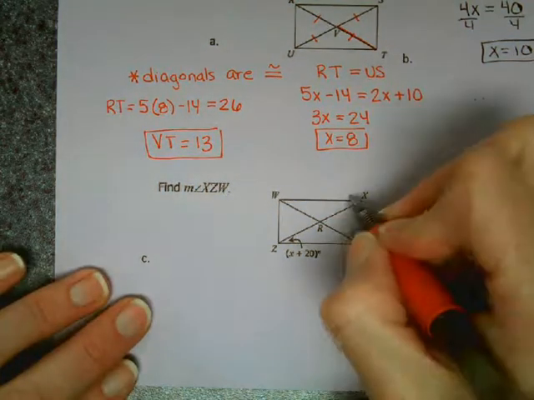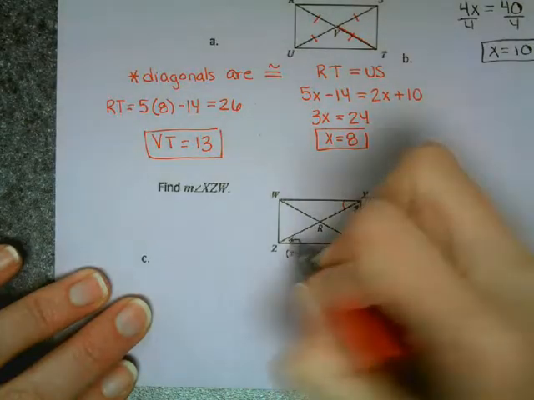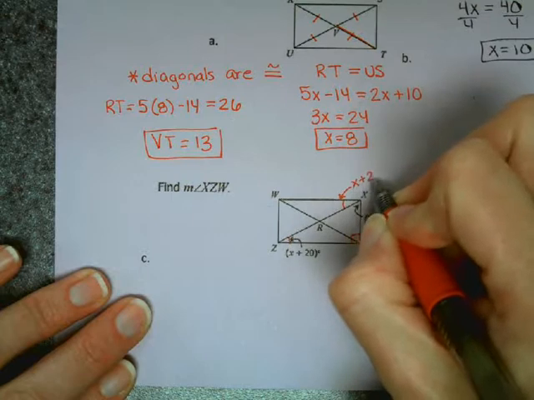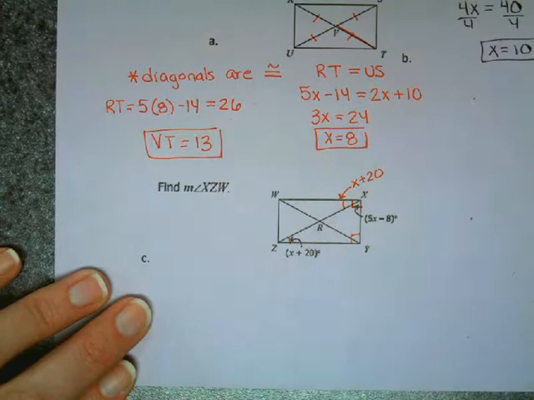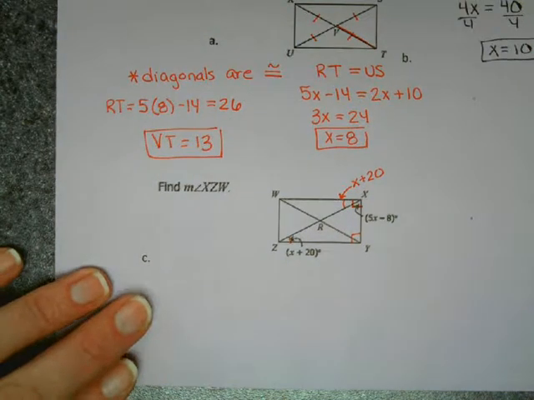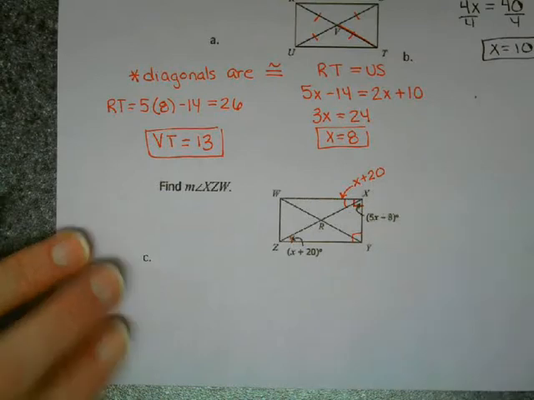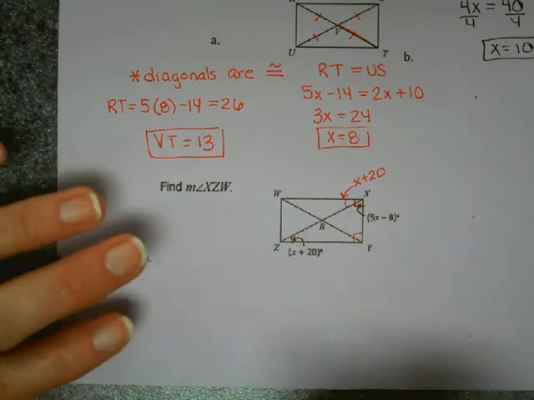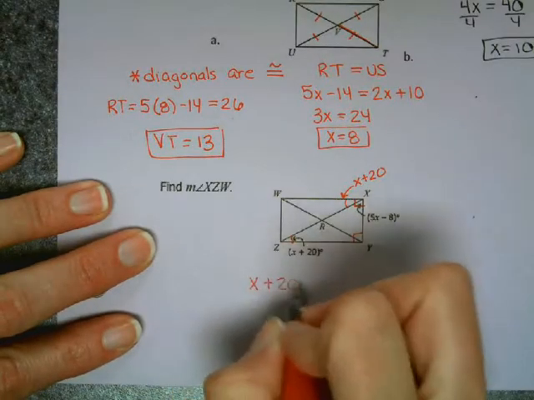Another way to know, using alternate interior angles, that would make this angle up here equal to that angle up here. So this angle could be x plus 20. And these two angles together add up to 90 degrees. So lots of different choices. You could say x and y are supplementary. You could put the 5x minus 8 down here. Several different options.